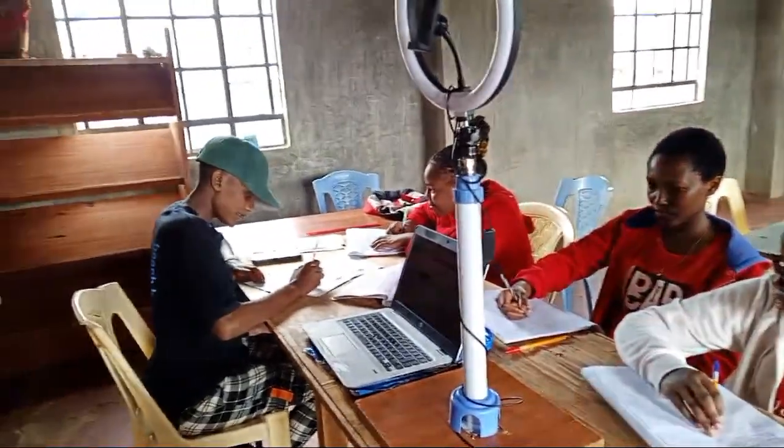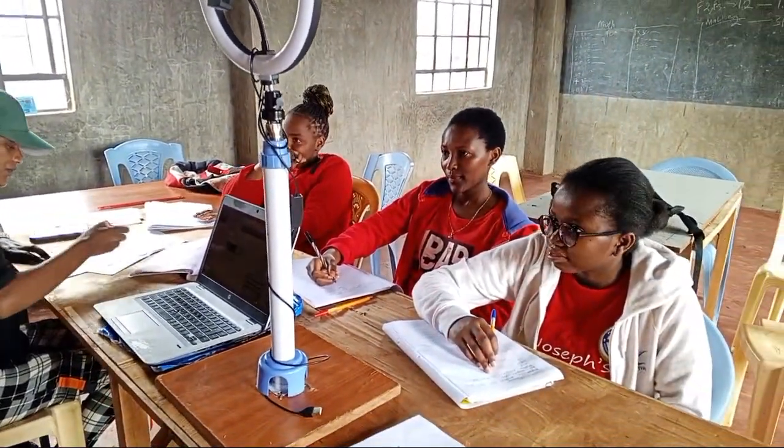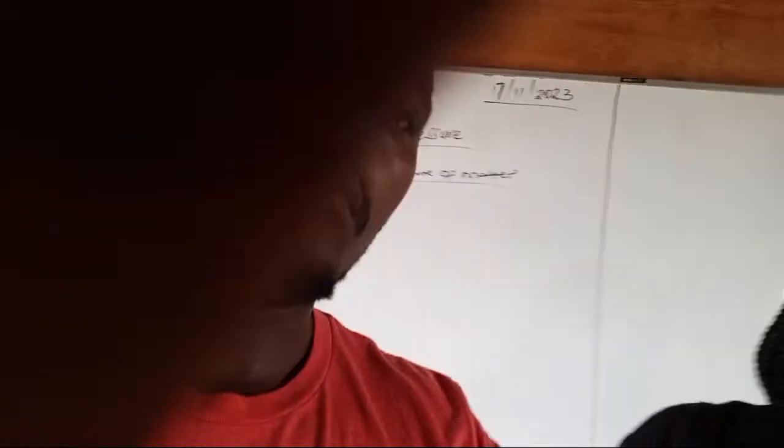What is an atom? Actually, an atom is the smallest particle of an element, that cannot be seen by our naked eyes.